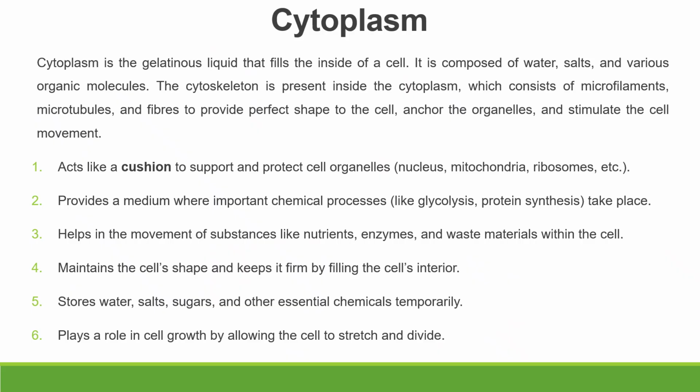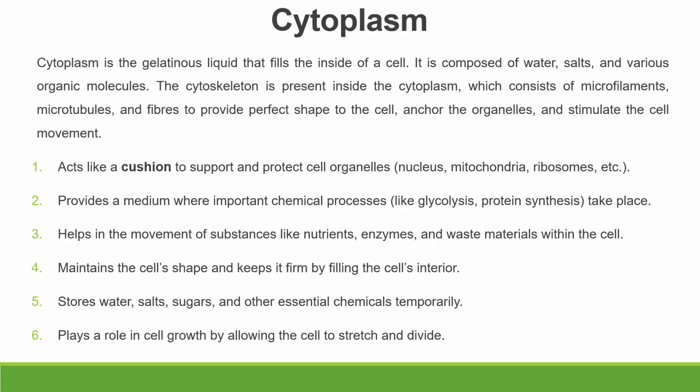So after the cell membrane, you can see the cytoplasm, a gelatinous liquid that fills the inside of the cell. The components of the cytoplasm are water, salts and various organic molecules. The cytoskeleton is present there, which consists of microfilaments, microtubules and fibers to provide perfect shape to the cell. It anchors the organelles, so all the organelles are in position because of the cytoskeleton, which also stimulates cell movement.